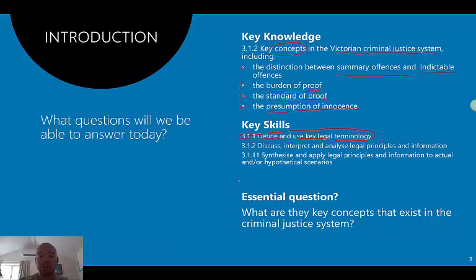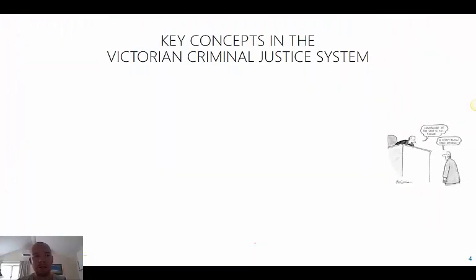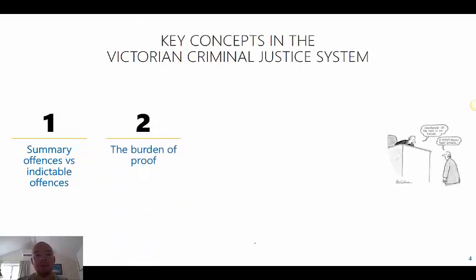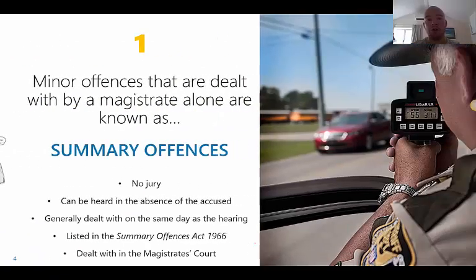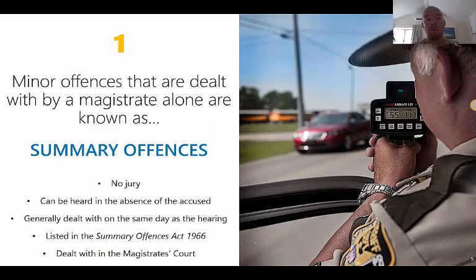That means that our key question today, or our essential question, is what are the key concepts that exist in the criminal justice system? And that's what we'll be able to answer at the end of this. As we just saw from the study design, there are four key concepts listed: the distinction between summary offences and indictable offences, the burden of proof, the standard of proof, and the presumption of innocence. We're going to go through each of those one by one. First of all, the distinction between summary offences and indictable offences.